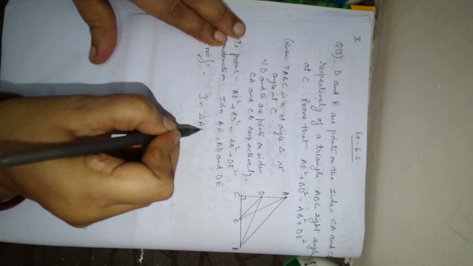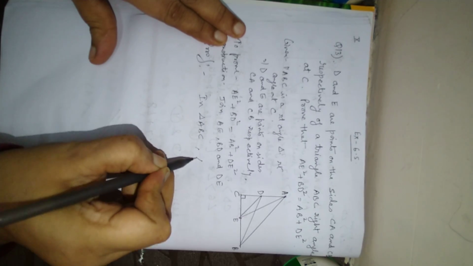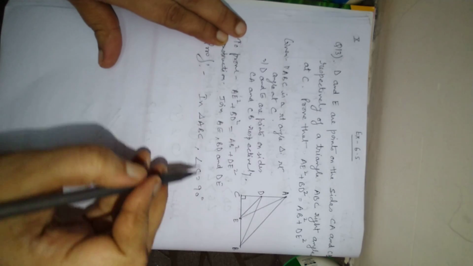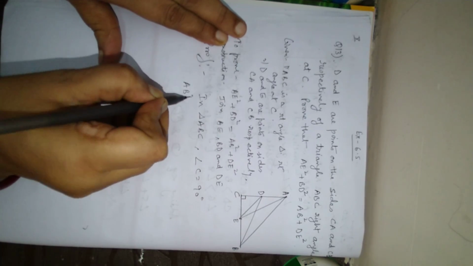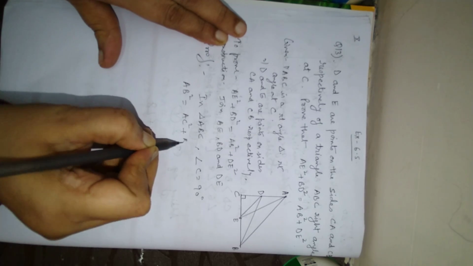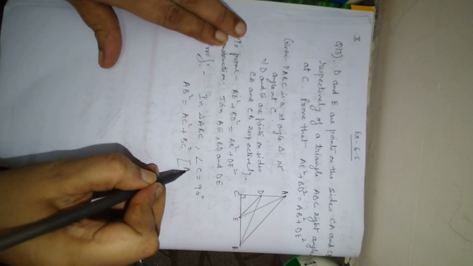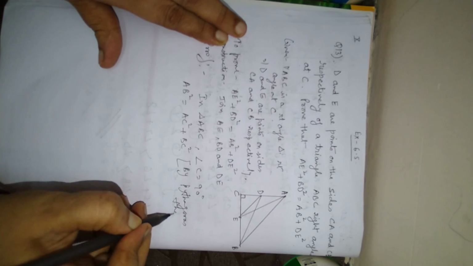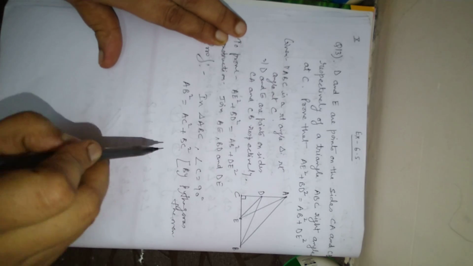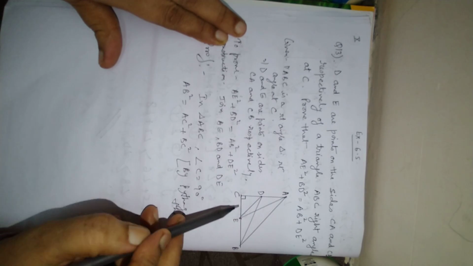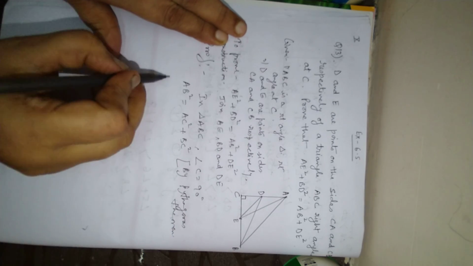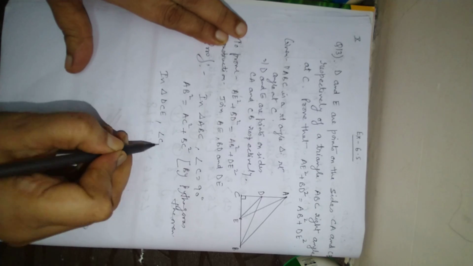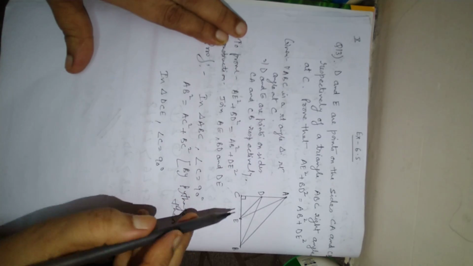In triangle ABC, angle C equals to 90 degree. So by Pythagoras theorem, AB square, that is equals to AC square plus BC square. That is by Pythagoras theorem. Again, in triangle DCE, angle C is 90 degree. Again, it is a right angle triangle.